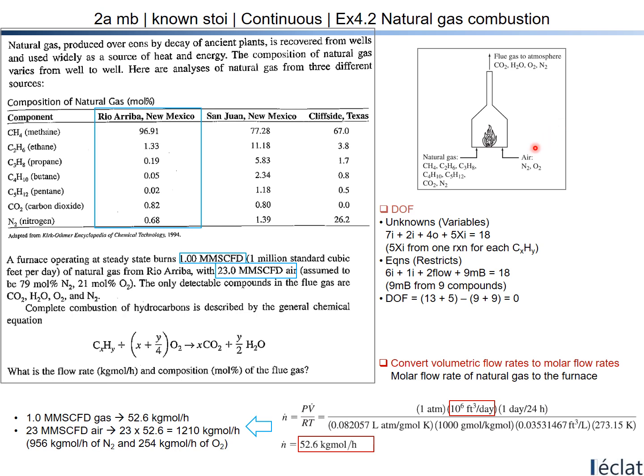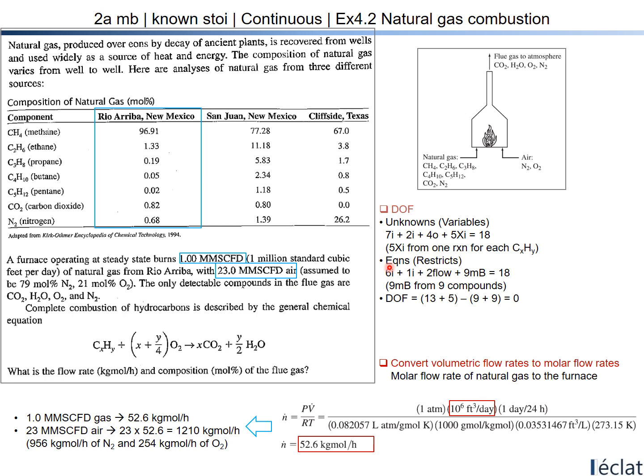Let me count the compounds. 1, 2, 3, 4, 5, 6, 7, and 8 oxygen, and N2 is involved in this, plus H2O and CO2, but CO2 overlaps with the natural gas. So totally 9 compounds are involved in this process. So 9 material balance equations. Then 18 restrictions. So the degree of freedom is 0. It means we could solve this problem.